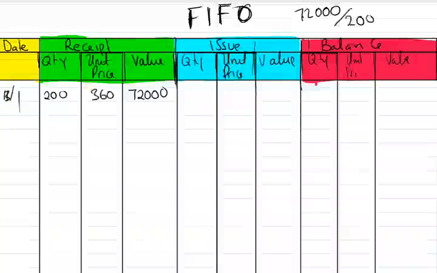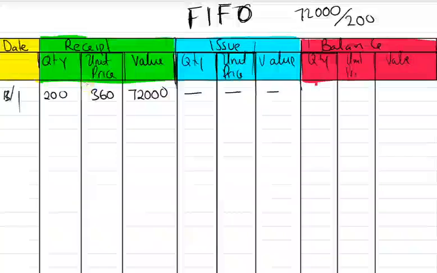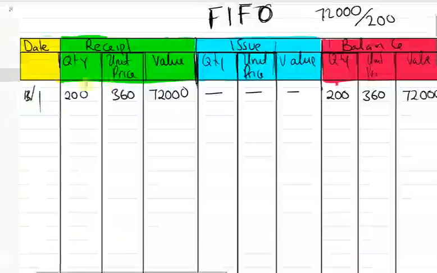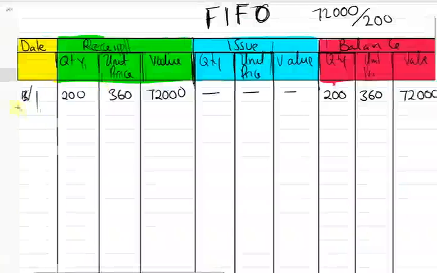Because on the same date there is no issue, there will be dashes here, and this will go to our balance. It will be 200, the unit price being 360, the value being 72,000. So we can close for that date.